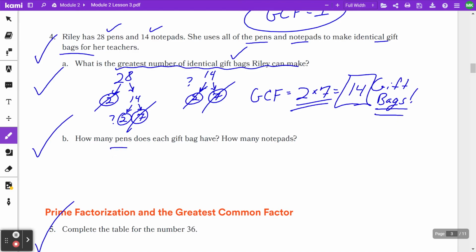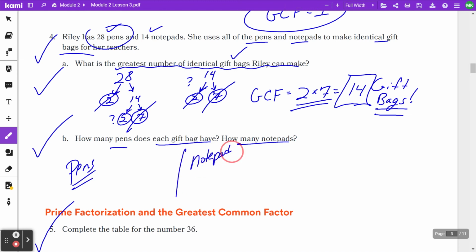Now, how many pens? And how many notepads per, right? Well, if I have 14 gift bags and 28 pens, right? So here's my little pen side. Pens and notepads, right? So I'm going to take my maximum number of pens, and if I have 14 gift bags, that means I'm going to have 2 pens each, right?